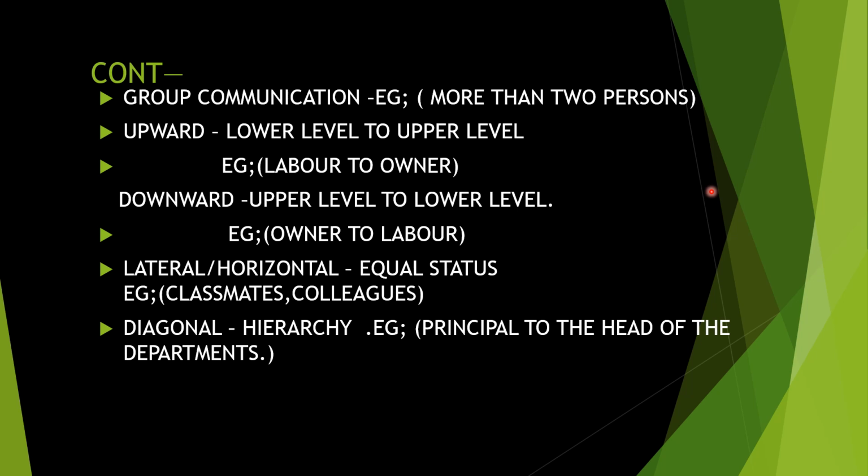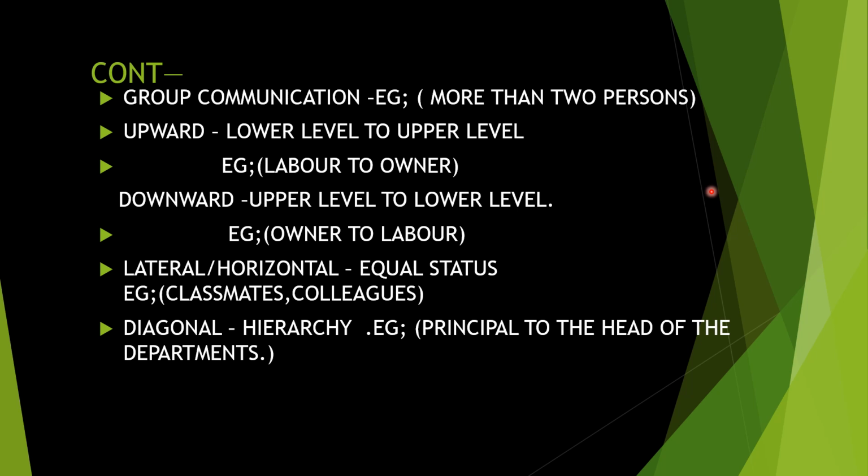Now another thing, upward. What is upward communication? There is some grading, upgrading and low grading, the status and different things. One example is labor to the owner. The owner is standing at the top, so the labor is going from lower level to upper level. That means the labor is talking to the owner or giving a message to the owner. That is called upward communication. Now just the opposite, downward. Downward means upper level to lower level. That means the owner is giving some message to the labor: you do that work, or you have to do gardening. That is downward communication.